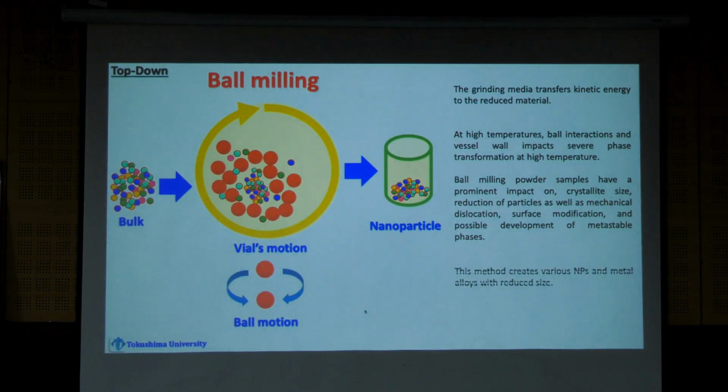This method is used to create nanostructures. This method is mostly used for metal alloys. The ball is also a metal ball, and the bulk particle is mostly a metal alloy. This kind of method is called ball milling.